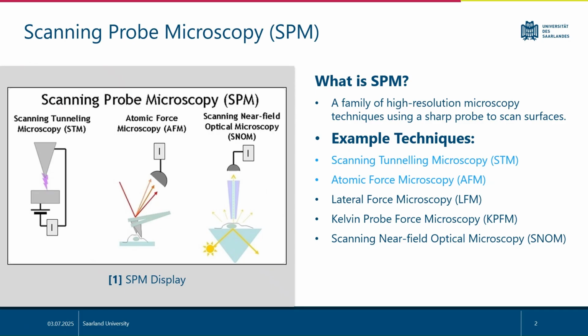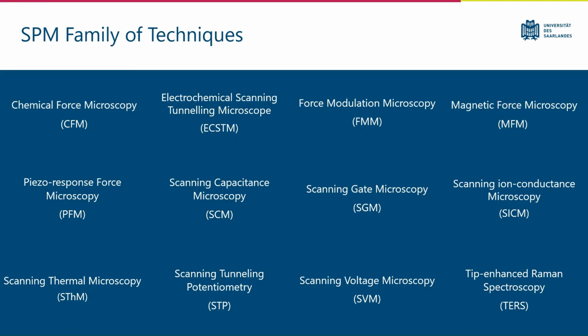So what exactly is scanning probe microscopy, or SPM? It is a family of techniques that scans a sharp tip across a surface to gather nanoscale data. Two core types that we're going to be talking about here in further detail are STM, which uses tunneling current, and AFM, which measures interatomic forces. Both rely on precise feedback and control systems to maintain stability during scanning. Just for reference, here are a few of the other SPM techniques.